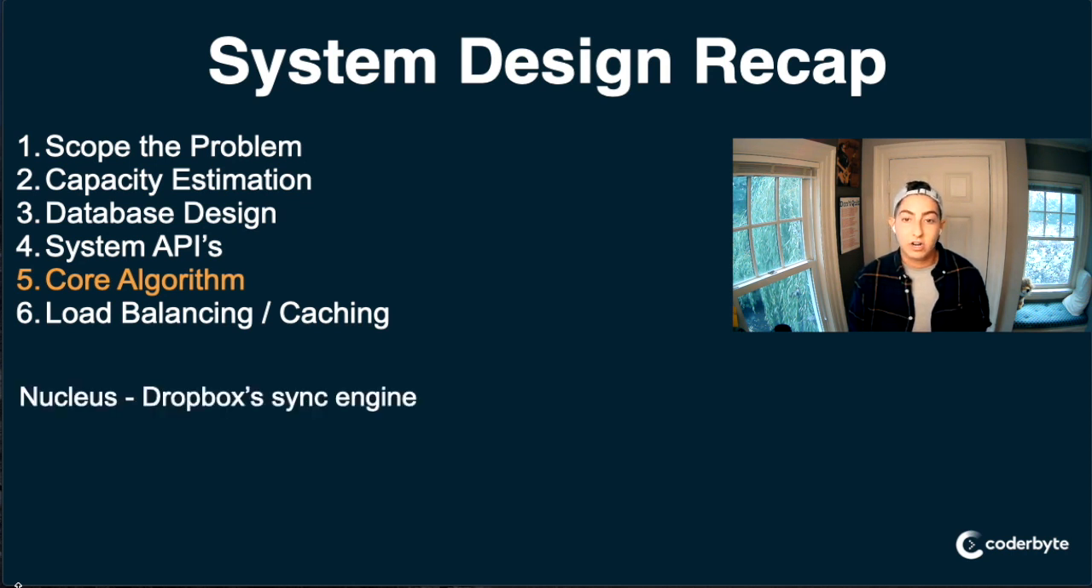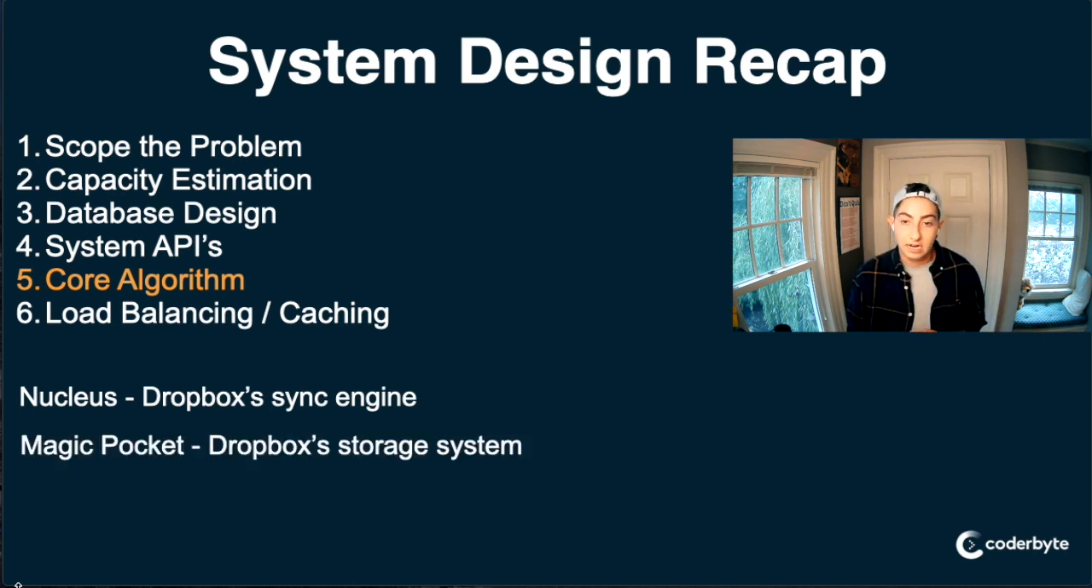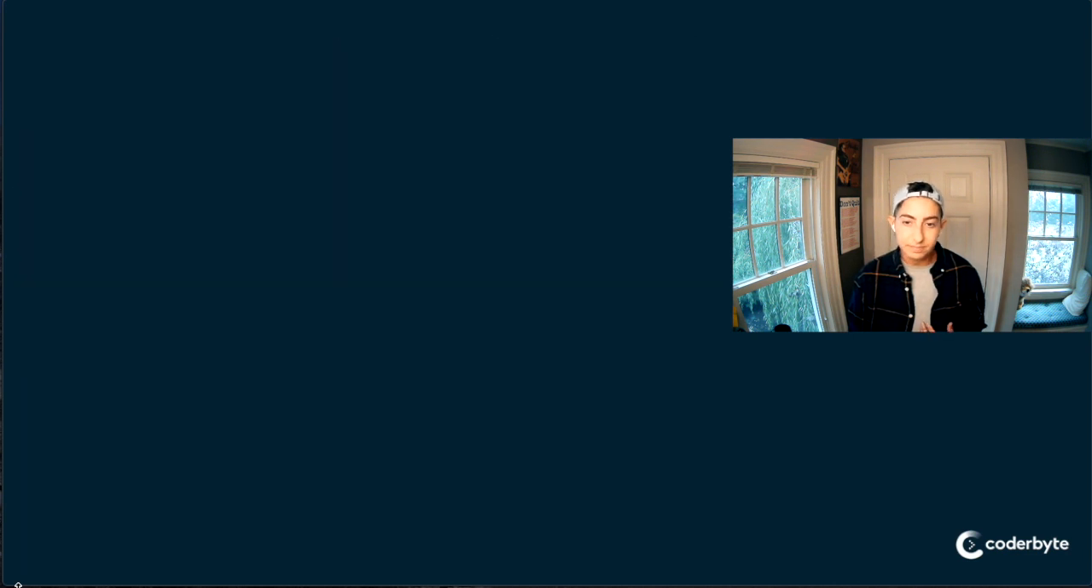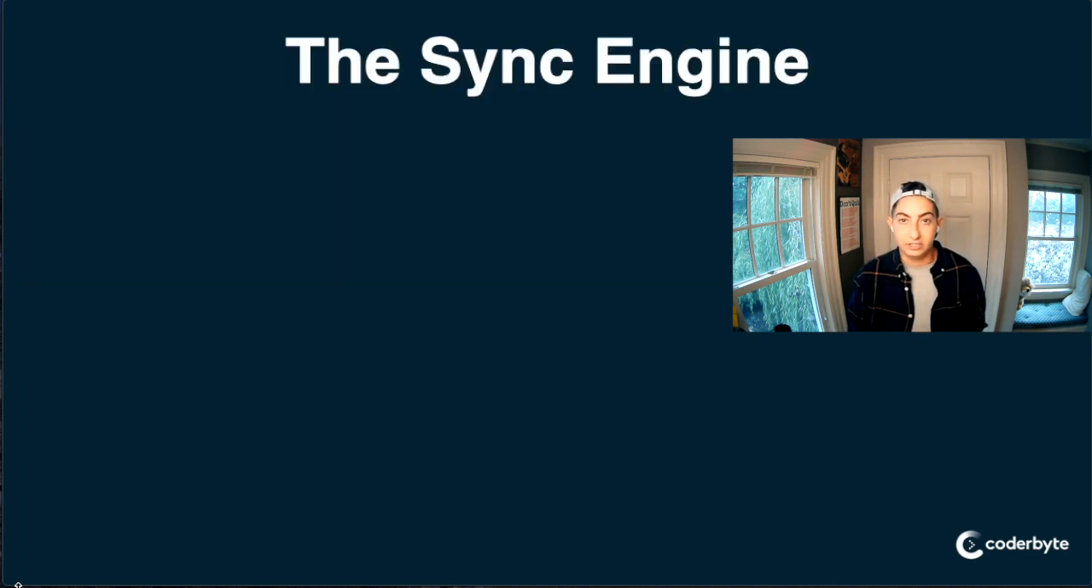So today we're going to talk about Nucleus, which is Dropbox's sync engine. They actually did a rewrite of their entire sync engine, and they wrote a ton of articles about it, which have been super, super interesting and fascinating. So I highly suggest you check out Dropbox's content that they put out about their systems. And the second thing we're going to talk about is Magic Pocket, which is Dropbox's storage system, the thing that actually stores a user's files. So let's talk about the sync engine first.